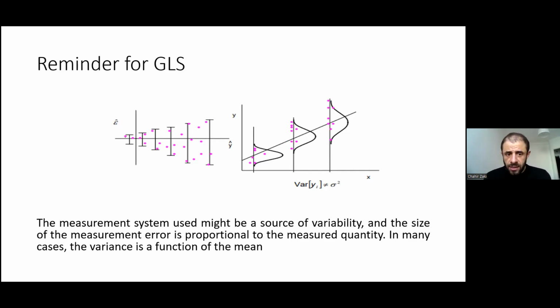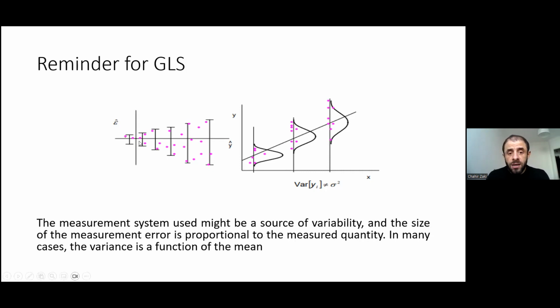As you can see on this graph, we don't have the same variance for the different parts. They have different sizes, which means that at the end of the day, the error term does not have a constant variance. In this case, the source of variability and the size of the measurement error can be proportional to the measured quantity.